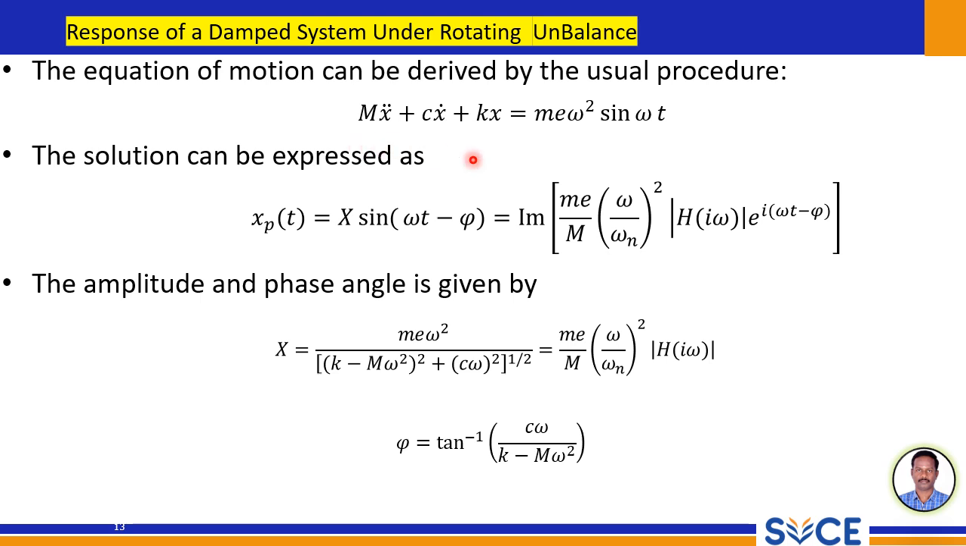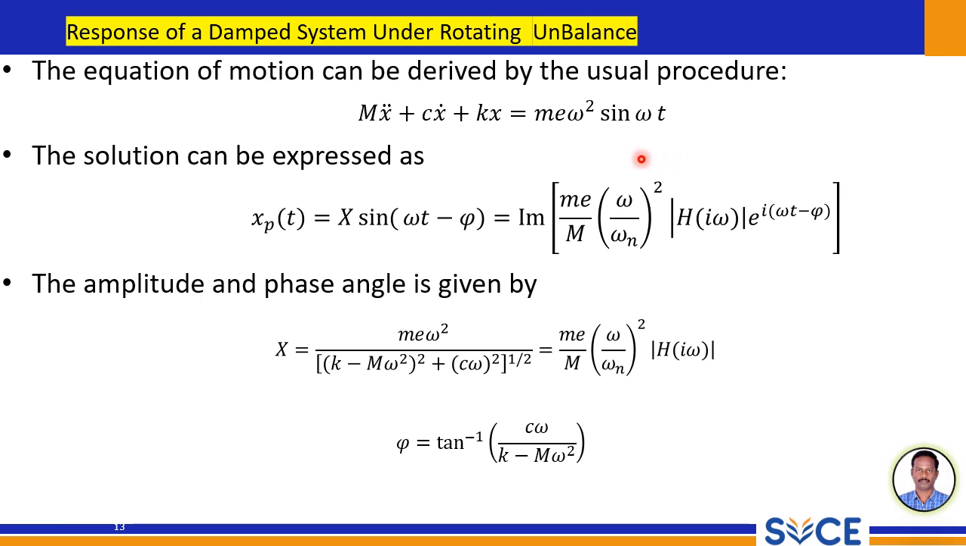Then what is c x dot? It is the damping force, like shock absorbers. What is k x? The stiffness of the system, like a spring resisting displacement. And the right hand side is nothing but the forcing function. That is the main important drawback, that is the rotating unbalance.